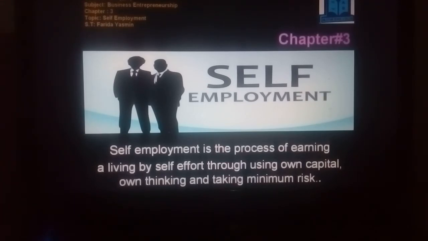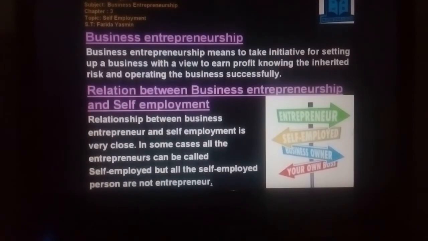So we can say self-employment is the process of earning a living by self-effort through using own capital, own thinking, and taking minimum risk. At this moment, you will be very confused about business entrepreneurship and self-employment. To clarify this matter, you have to know the relationship between business entrepreneurship and self-employment. The relationship between business entrepreneur and self-employment is very close.